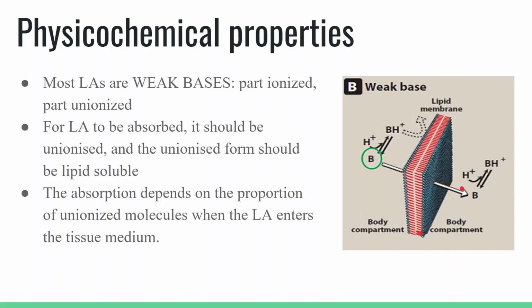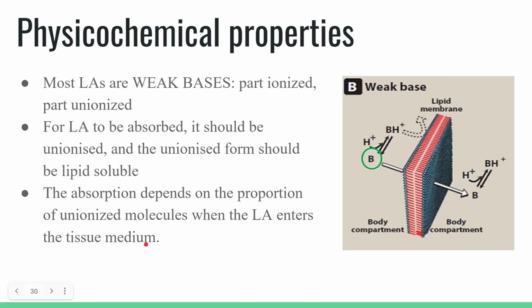You have to make it diffuse across the membrane so that it can interact with the voltage-gated sodium channels on the inside surface, right? And so in order for this to happen, the local anesthetic has to be in the unionized form. Remember, it's a weak base, which means that there has to be some unionized form of this weak base that is able to diffuse across the membrane and then interact with the receptor, okay? And of course, this unionized form itself has to be lipid soluble, which we know it is because they have a lipophilic part, if you remember from the chemistry. So yeah, the absorption depends on the proportion of the unionized molecules when the local anesthetic enters the tissue medium.